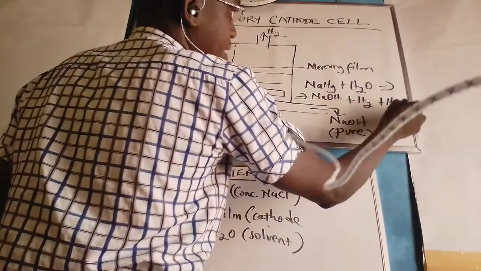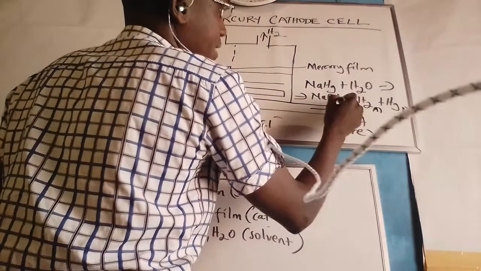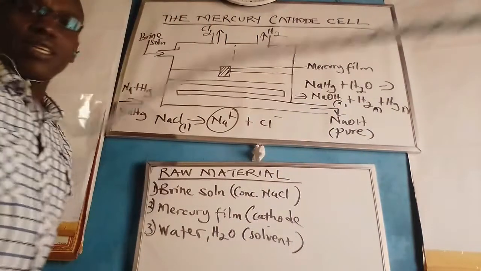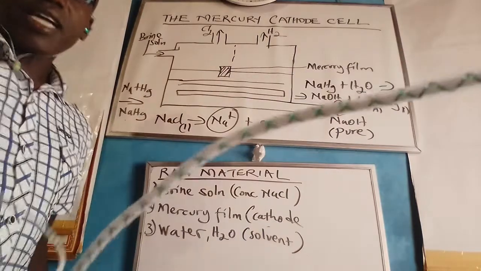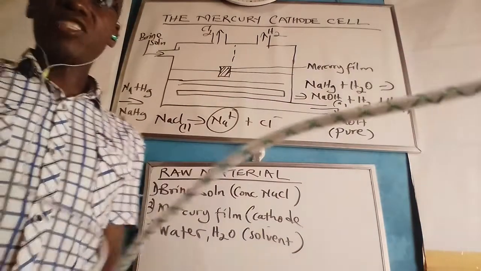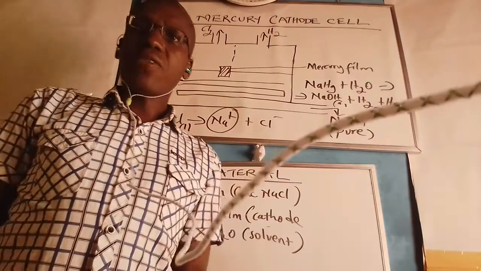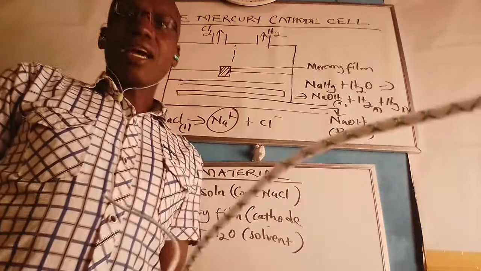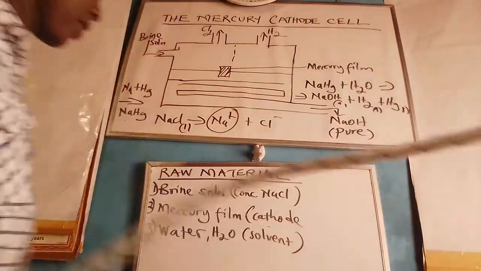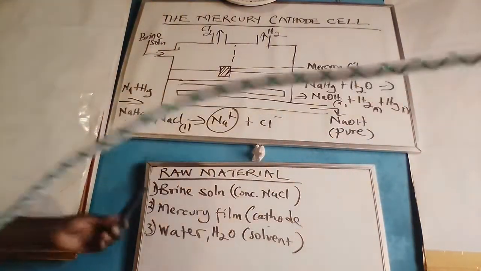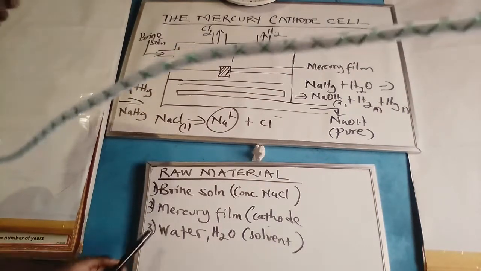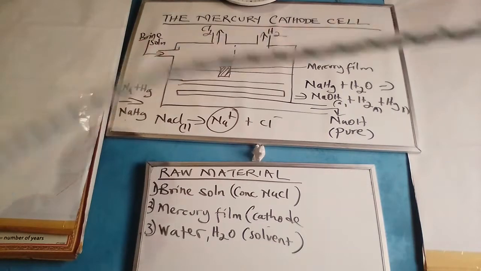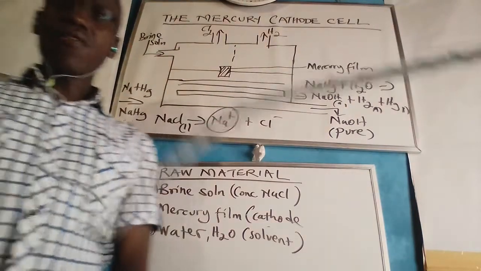Now, since mercury is expensive and toxic, it is recycled in the system to preserve it and to use it for subsequent chemical processes for further preparation of more and more sodium hydroxide, chlorine gas, and hydrogen gas. To begin with, we say that the raw materials for the mercury cathode cell are mainly brine solution, mercury film, and water, which happens to be a solvent.